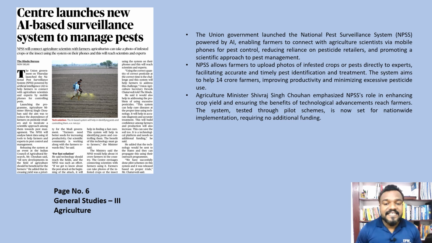The NPSS allows farmers to upload photos of infested crops or pests directly to experts, facilitating accurate and timely pest identification and treatment. The system aims to help 14 crore farmers, improving productivity and minimizing excessive pesticide use.